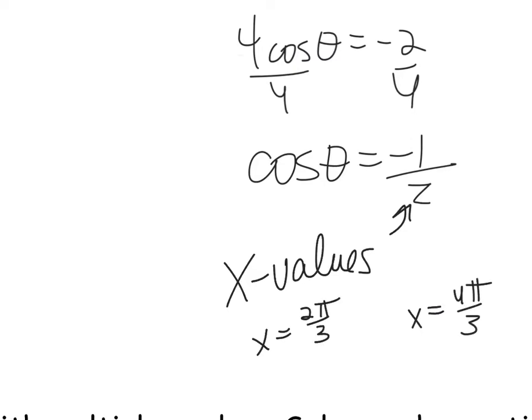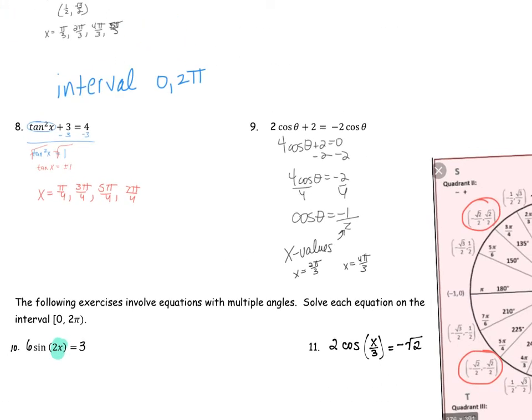Does everybody agree with Franco? Okay. If I did not give you the interval, I just said all the solutions, what would you put at the end of each of those answers? Plus 2k pi. Good. Good, good, good.